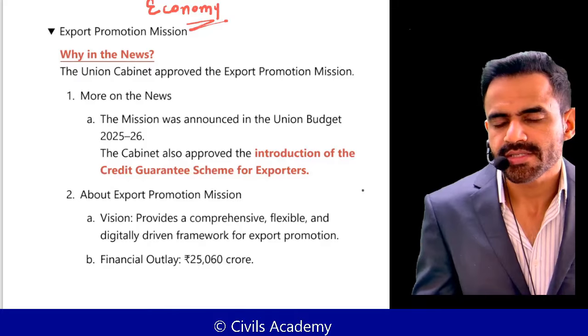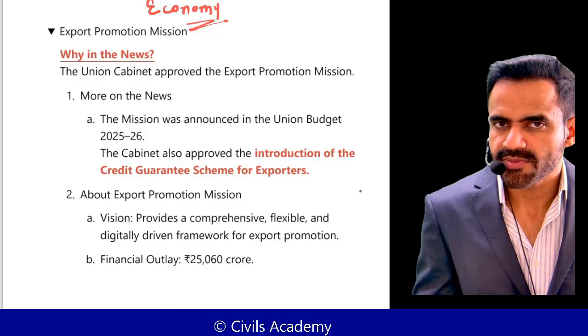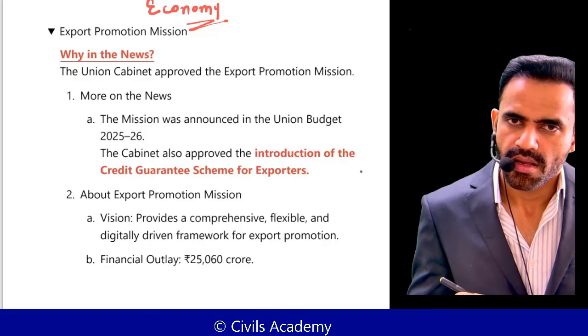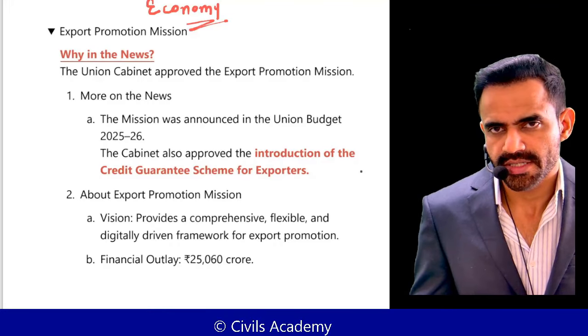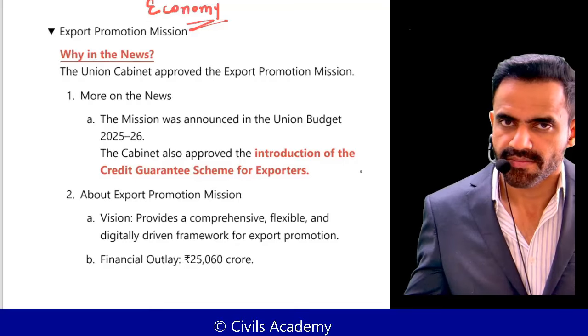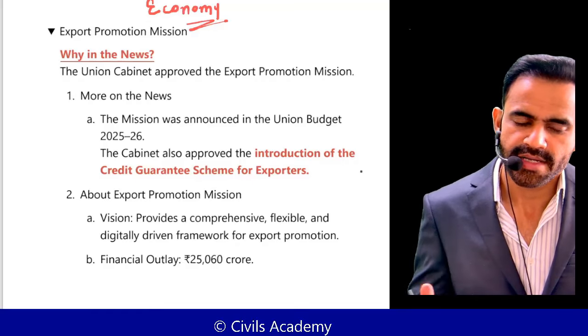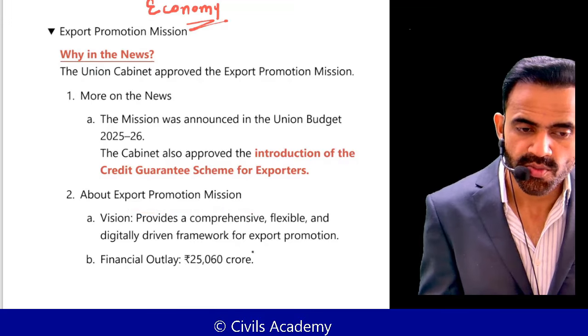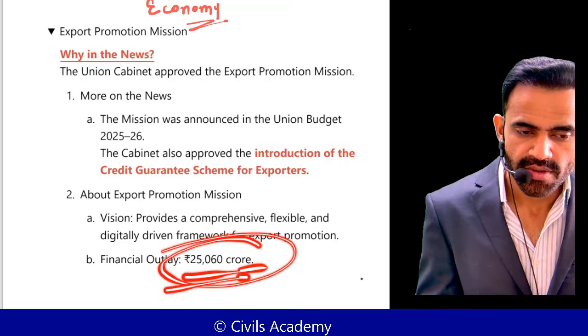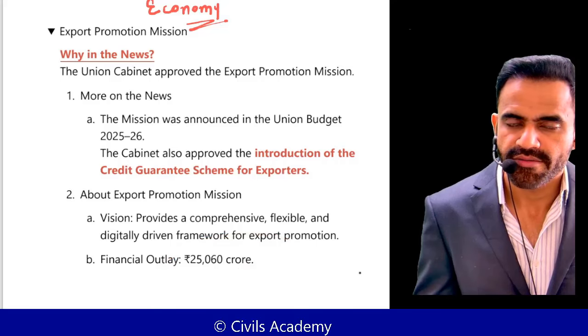What is this scheme? In a very simple sense, let's say I'm an exporter. I have borrowed money. Now the banks will not be willing to give me that much credit. In this case, there will be a guarantor. Government will act as a guarantor. That is the credit guarantee scheme. Okay. Next is this Export Promotion Mission. So what will be done? There is a financial outlay of roughly 25,000 crore.